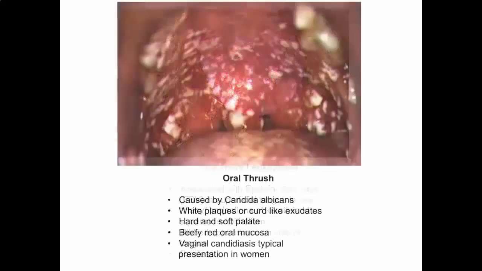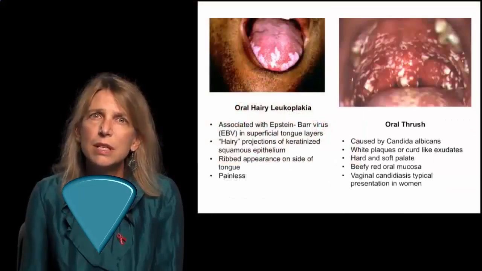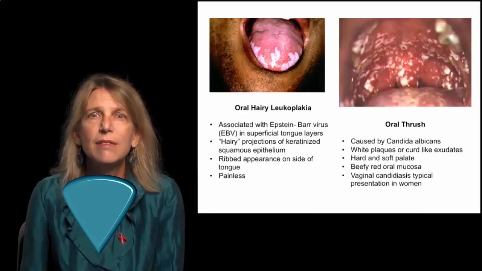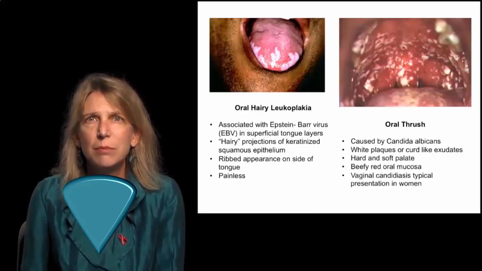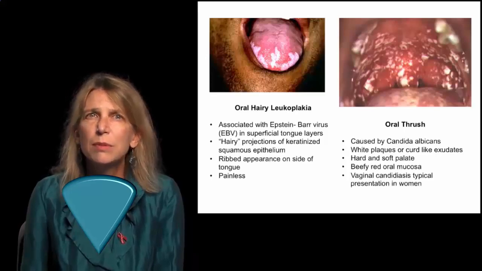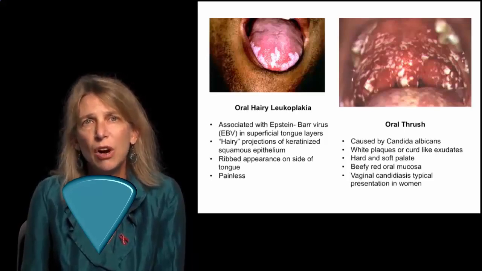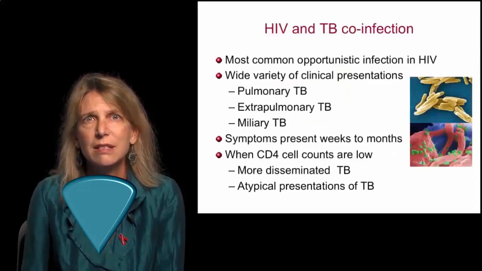It's painless. Another characteristic mucocutaneous finding during this phase is oral thrush. It's caused by Candida albicans and presents as white plaques or curd-like exudates. It can be seen as shown in this picture in the hard and soft palate. Patients can also experience beefy red oral mucositis. In women, vaginal candidiasis is a typical presentation. Patients presenting with any of these findings should always be offered HIV testing.